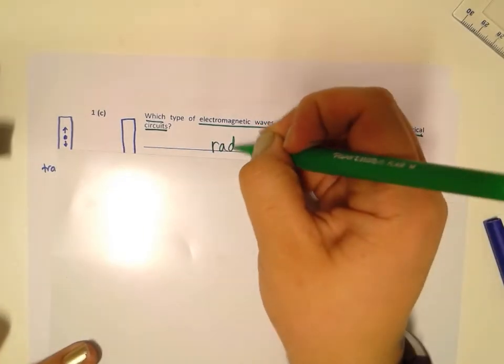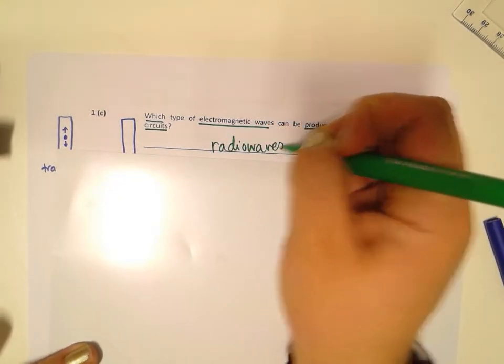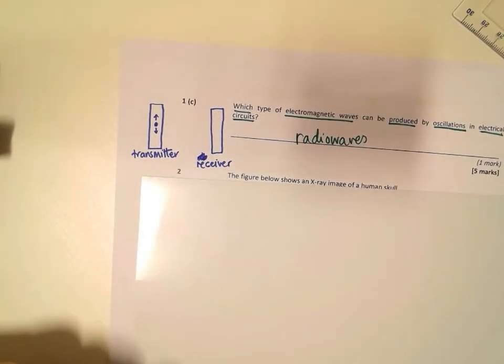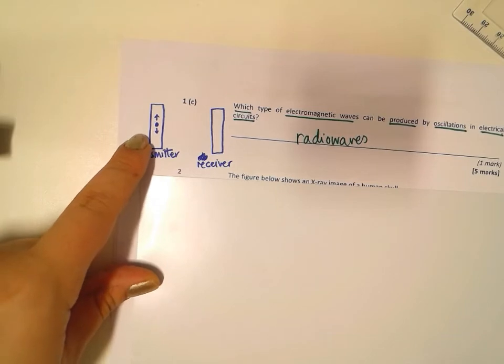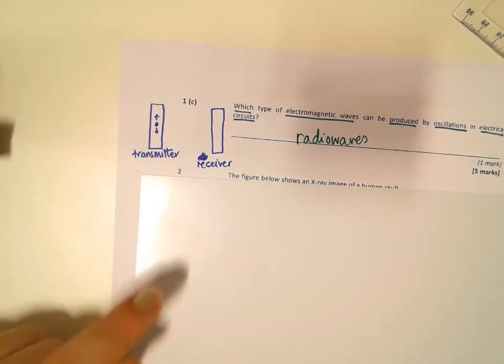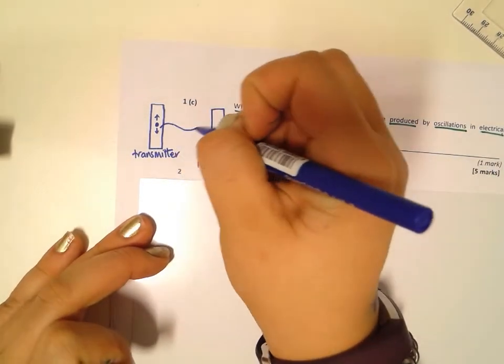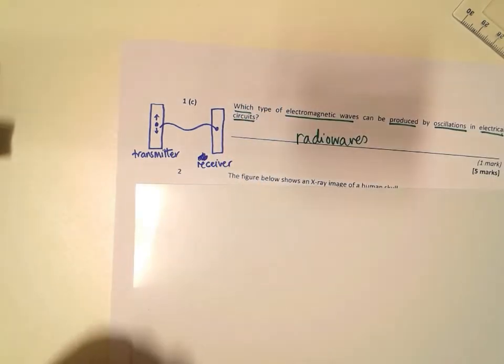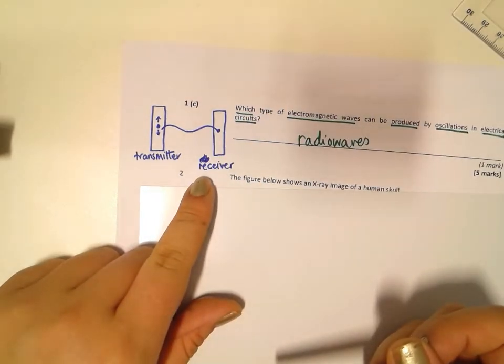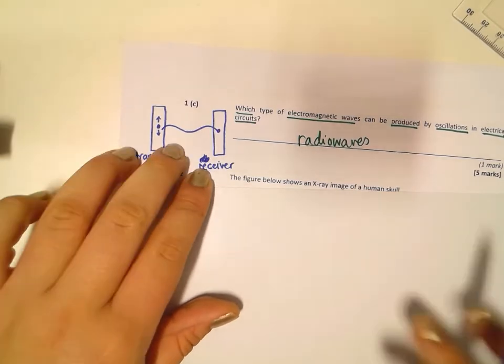Okay, next question then. Which electromagnetic wave can be produced by oscillations, so a charge moving up and down in electrical circuits? Well, the answer is radio waves. As a reminder, I've drawn here an object where the charges will oscillate to create the radio waves, called a transmitter, and the one that will absorb the radio waves is the receiver.